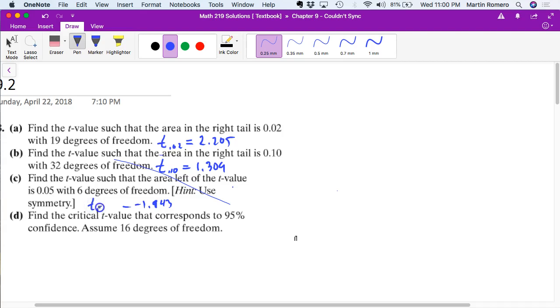The t that we're looking for technically deals with the area to the left. Really what we're doing is t.95 because it's supposed to deal with area to the left.